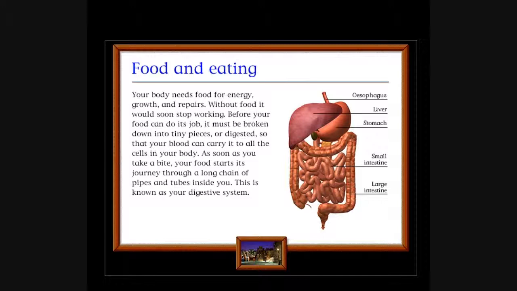Your body needs food for energy, growth and repairs. Without food, it would soon stop working. Before your food can do its job, it must be broken down into tiny pieces, digested, so that your blood can carry it to all the cells in your body. As soon as you take a bite, your food starts its journey through a long chain of pipes and tubes inside you. This is known as your digestive system. Esophagus, liver, stomach, small intestine, large intestine.